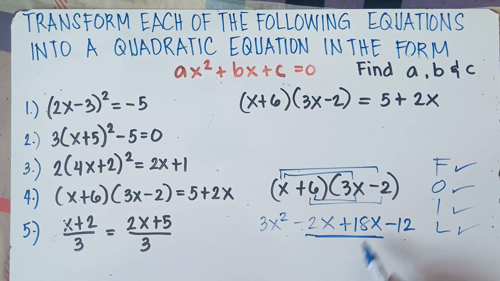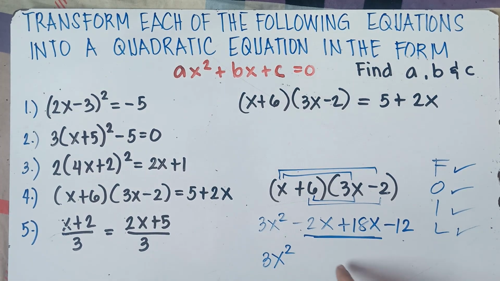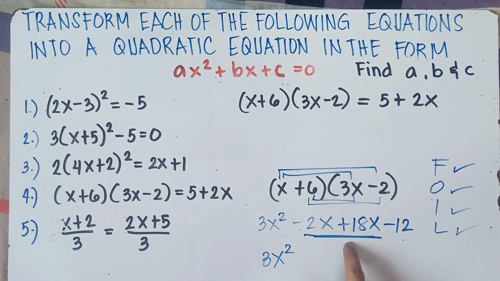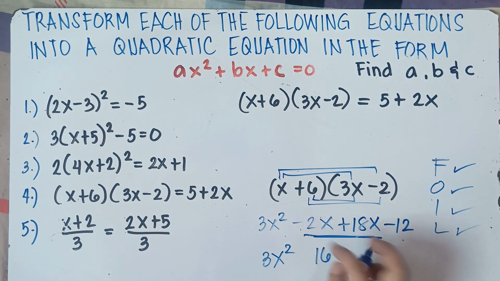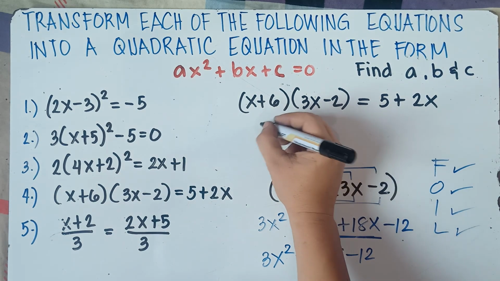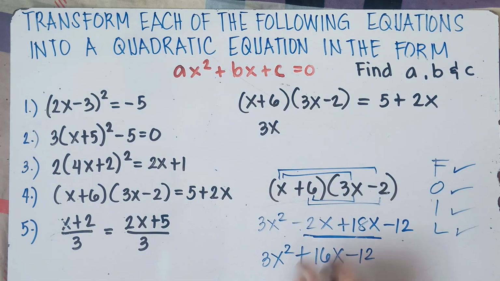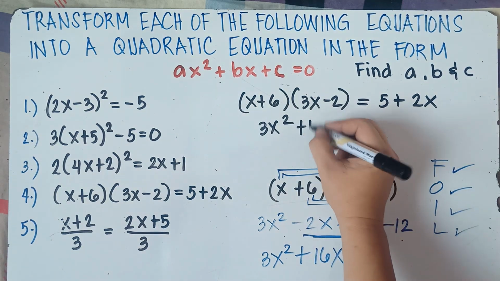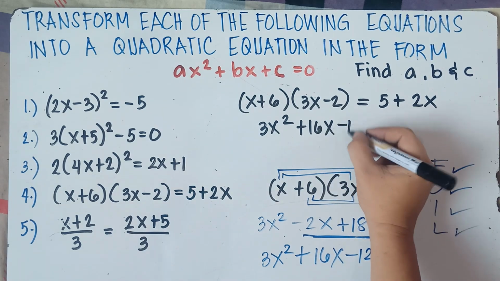And then we combine like terms. So copy 3x squared. Alright, and then negative 2x plus 18x. If the signs are not the same, you subtract and then copy the sign of the larger number. So we have negative 2, positive 18. The signs are not the same. We subtract 18 minus 2, that's 16. Now 18 is greater than 2, so we have positive 16. Then copy x, then minus 12. The answer for this one is 3x squared plus 16x, then minus 12.